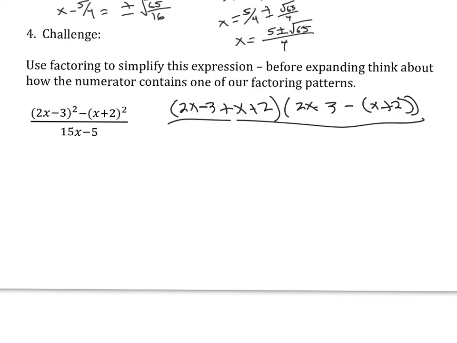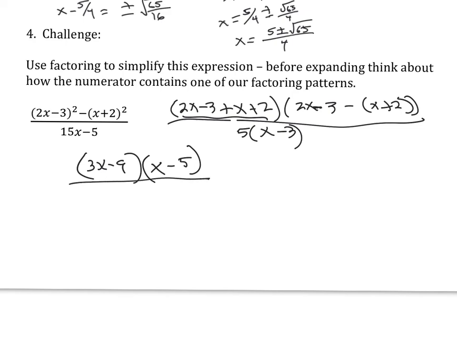just to see x minus 3. All right, so up top we're going to end up with 3x minus 9 when I simplified this term, times, we're going to get a 2x minus x, or x, and then we have a minus 3 and a minus 2, so that's going to give us minus 5, all over 5 times x minus 3.